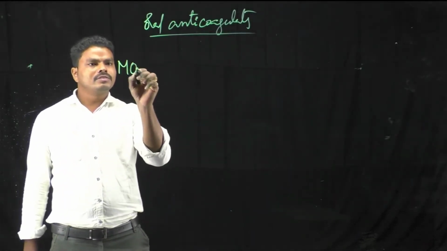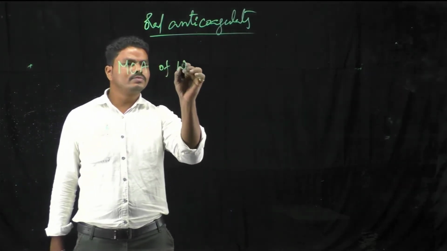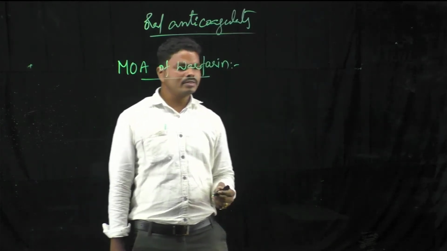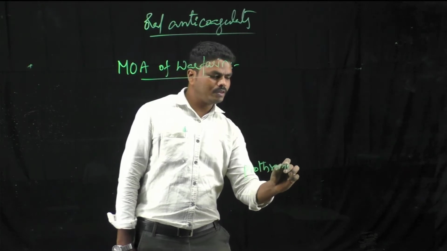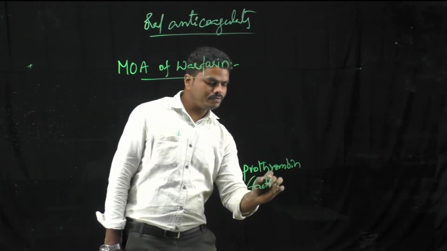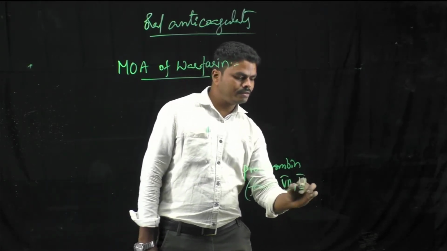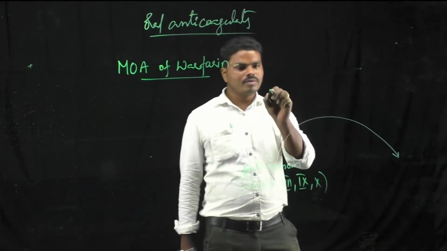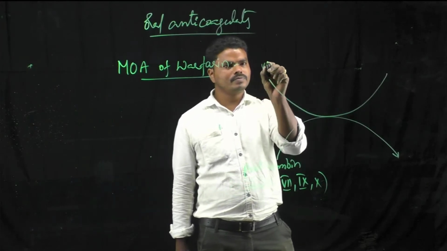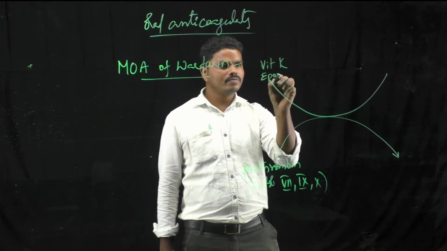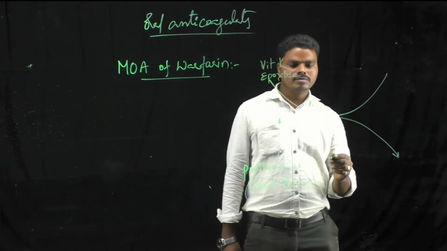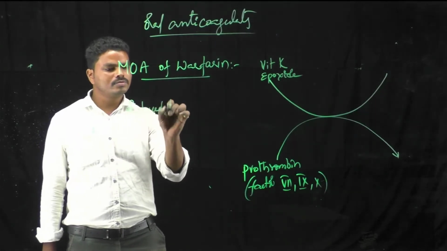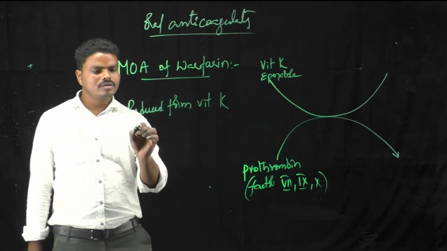And coming to the mechanism of action of warfarin, generally the activation of clotting factors like prothrombin and factors 7, 9 and 10 depends upon the availability of the reduced form of vitamin K and the carboxylase enzyme.